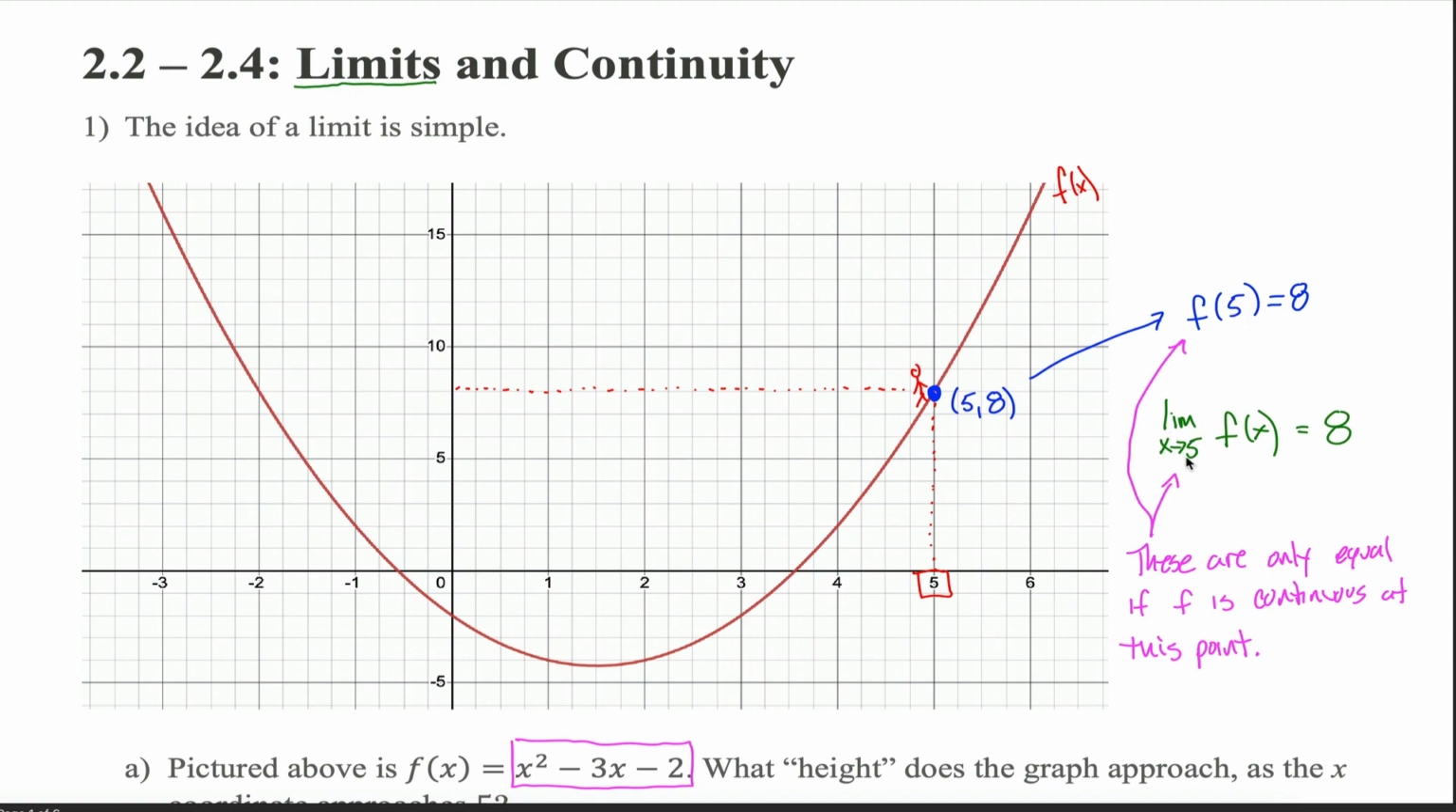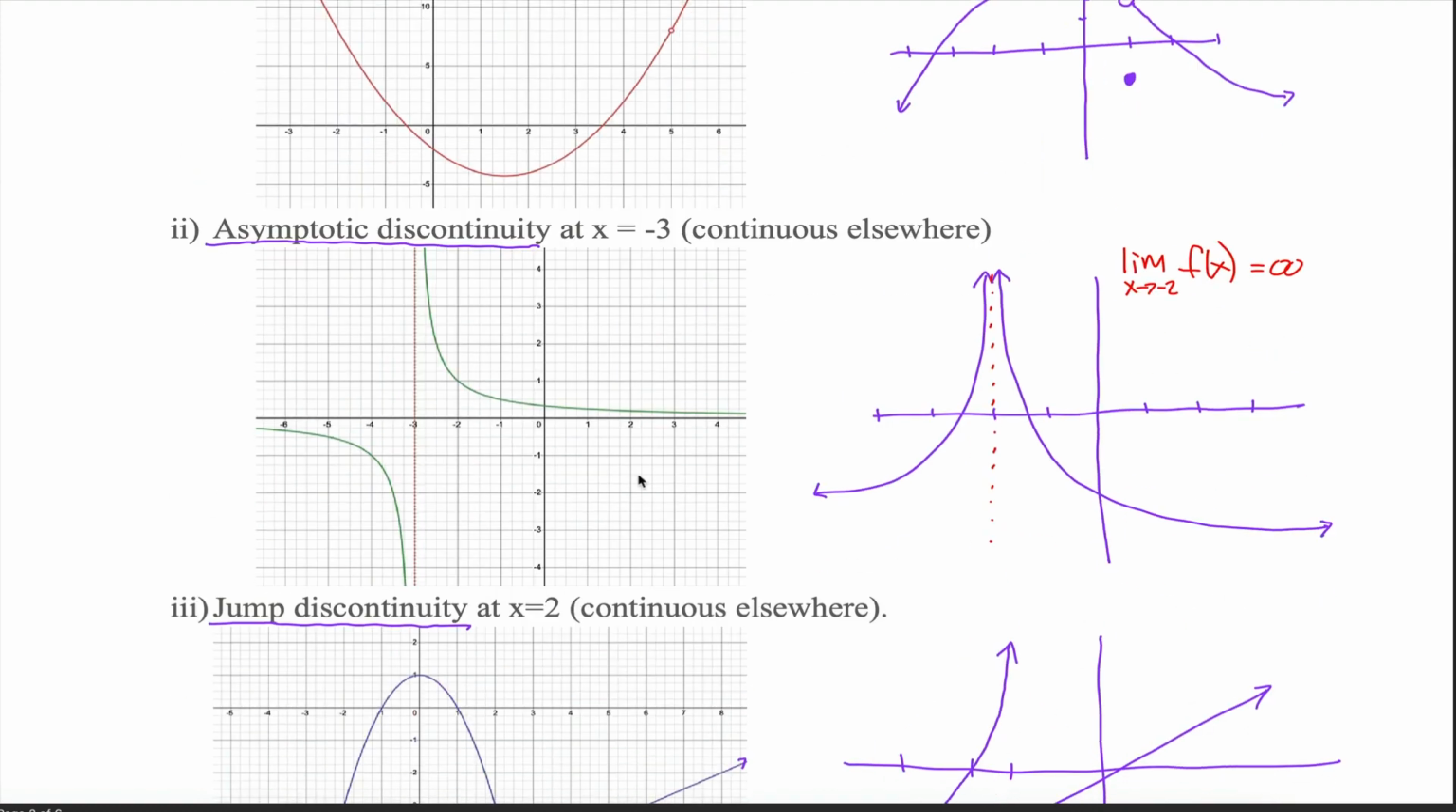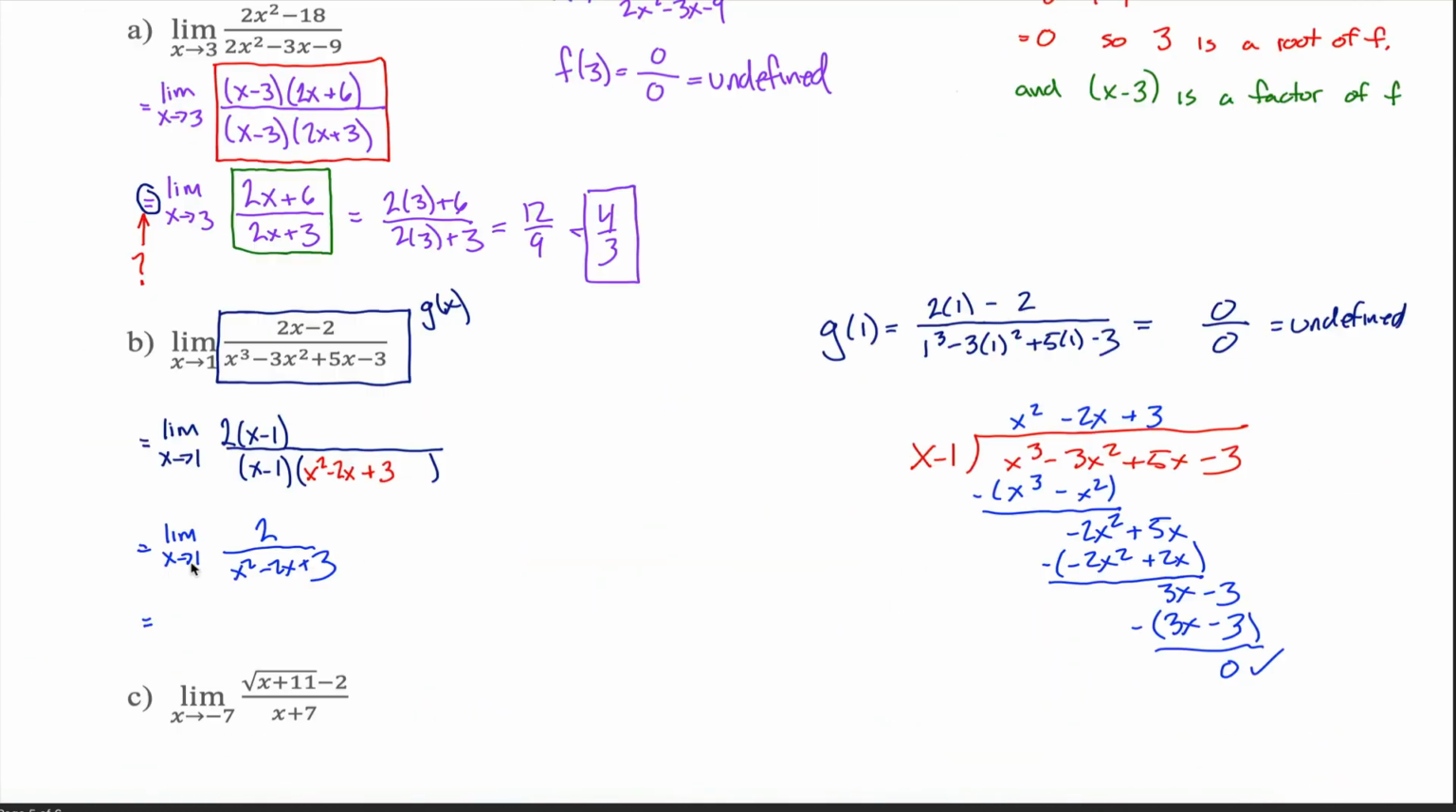So if we wanted the limit as x approached 5 of f of x, we just evaluate f of 5. If we instead want the limit as x approaches 1 of this function, we just evaluate this function at 1. Change all the x's into 1s. What do we get? We get 2 divided by 1 squared minus 2 times 1 plus 3. 1 minus 2 plus 3, that sounds like 2 to me. 2 divided by 2, that's equal to 1. This limit is equal to 1.